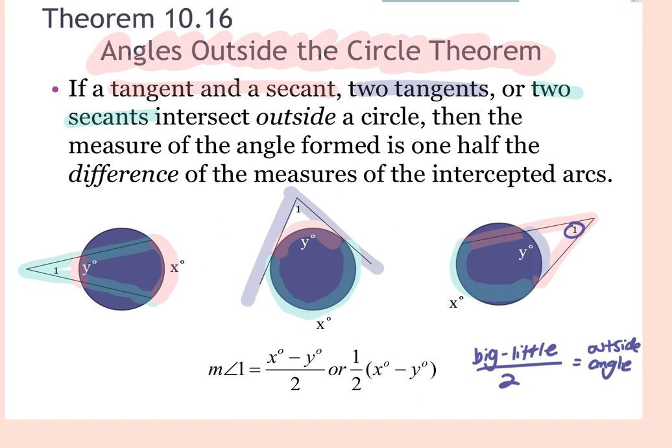So you will see when you get given these examples, the first and the last one on this slide, left and right, they have to give you 2 things. They can give you the big arc and the little arc and you're looking for the angle, or they could give you the big arc and the angle and you're looking for the little arc, or they can give you little arc and angle and you're looking for the big arc. But they have to give you 2 pieces of information or enough information to find those 2.